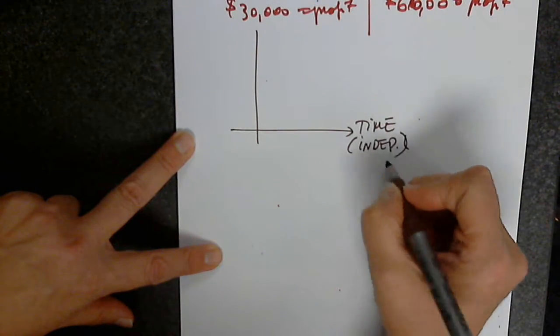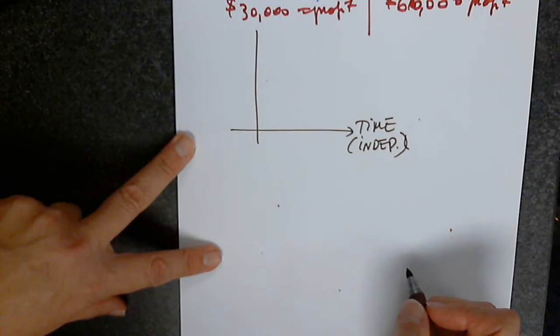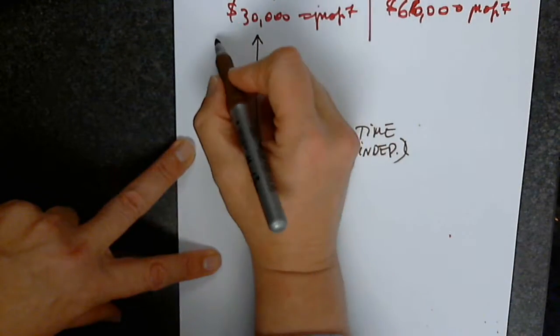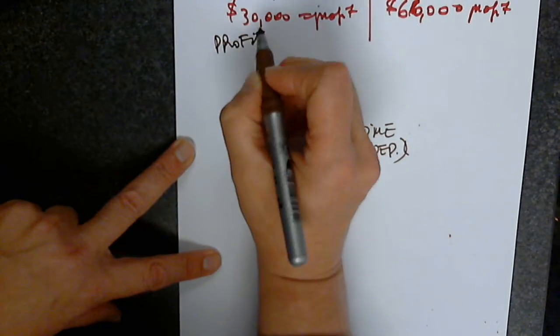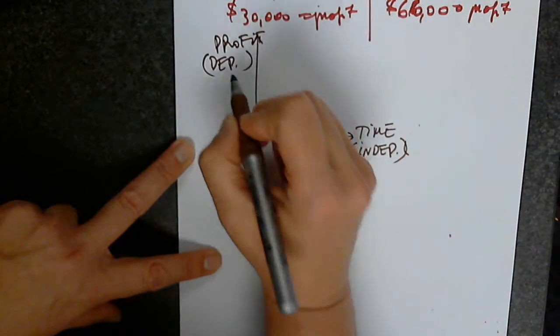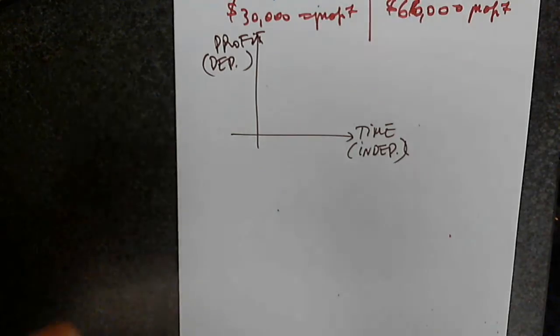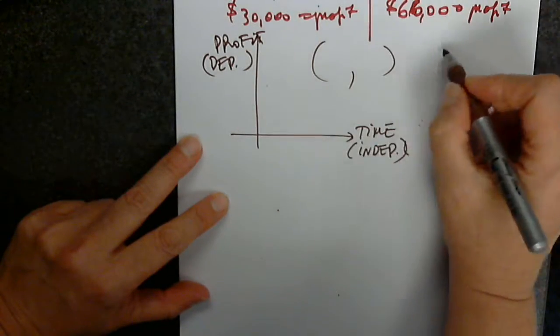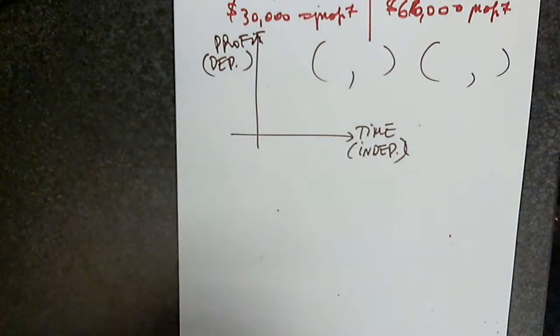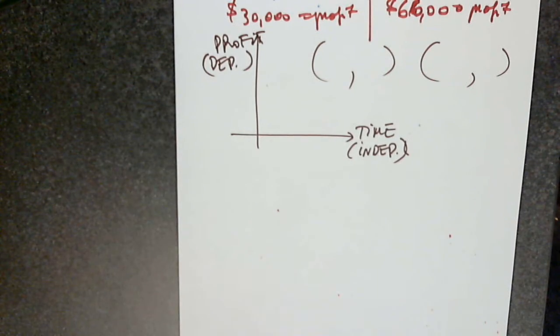Independent. It passes no matter what. And this is profit, which is dependent. The dependent variable. It depends on time. So therefore, the problem is definitely, I hope you agree, giving us two ordered pairs. Can anyone come up with the correct ordered pairs?